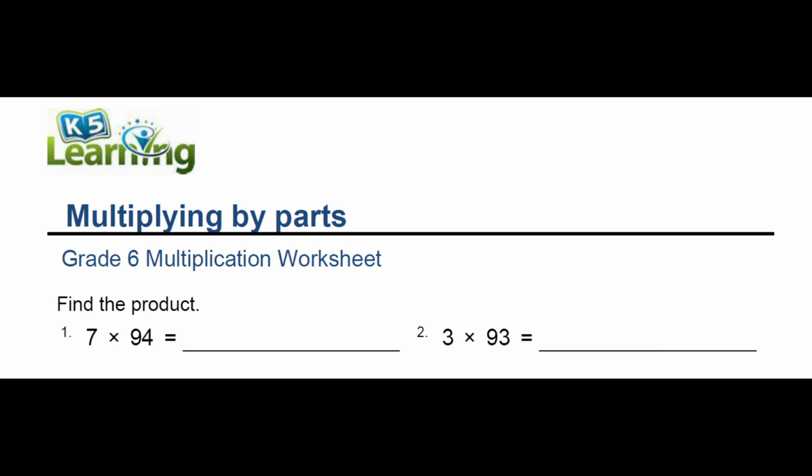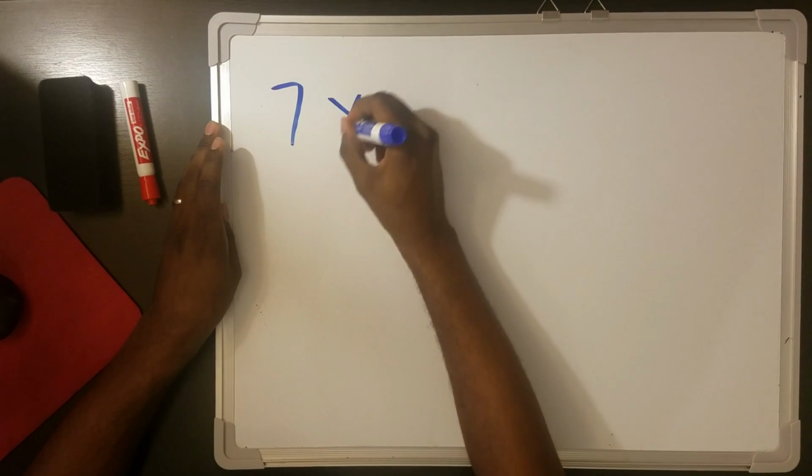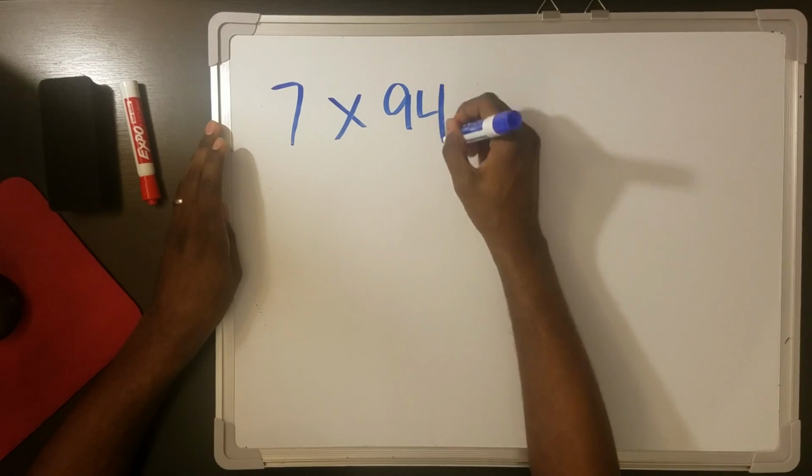So our first question today is going to be a little bit simpler, and we're going to go to something a little bit more complicated as the video goes on. But let us start with some baby steps first. So we're going to be looking at the very first question. It says 7 times 94. So 7 times 94 is going to be our first question.